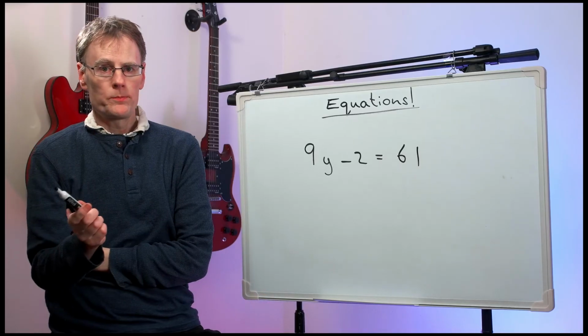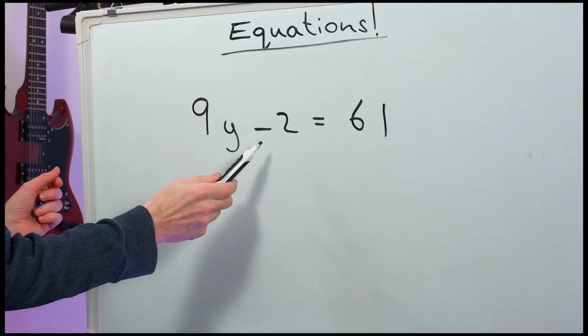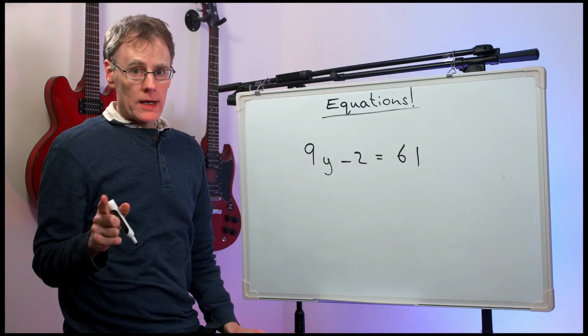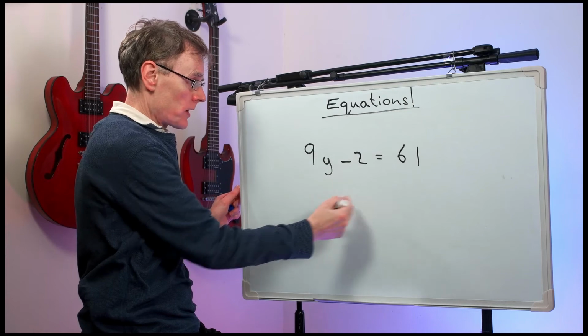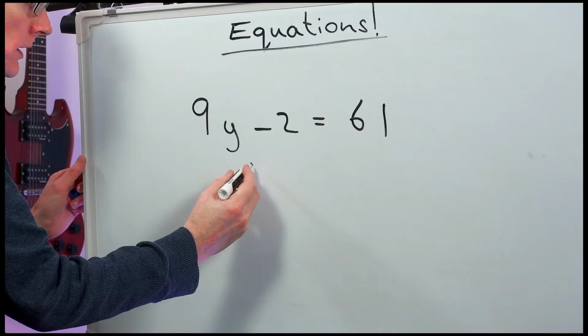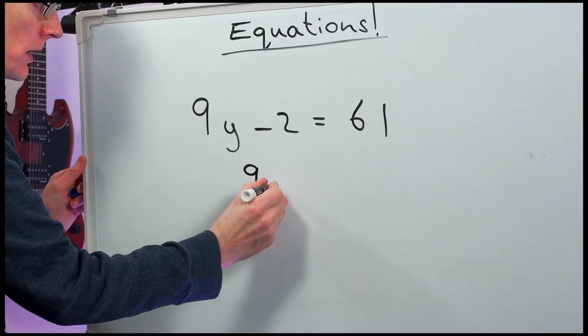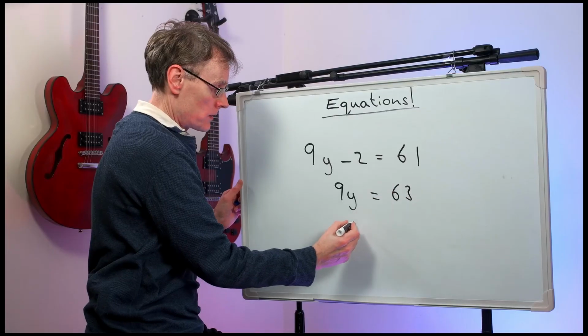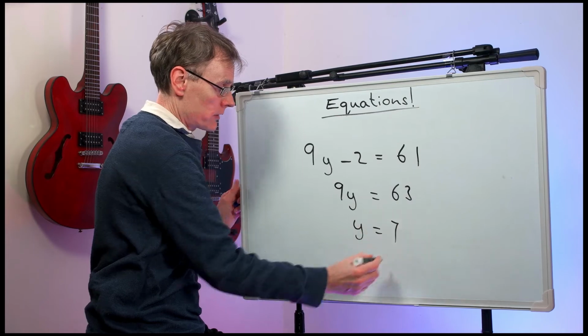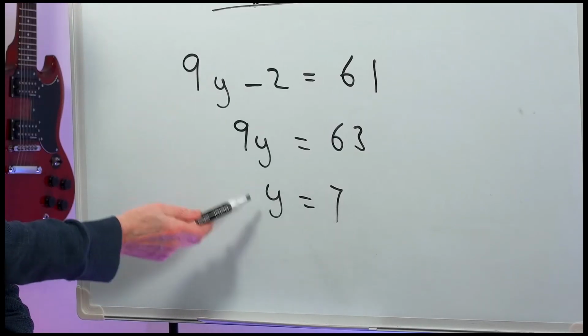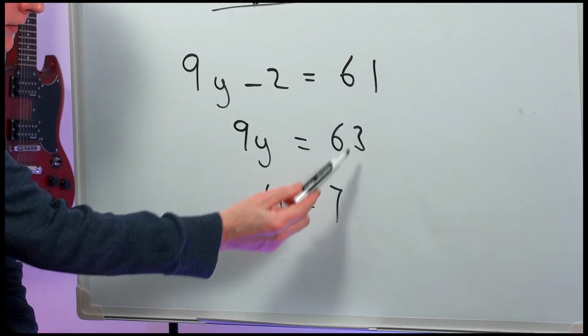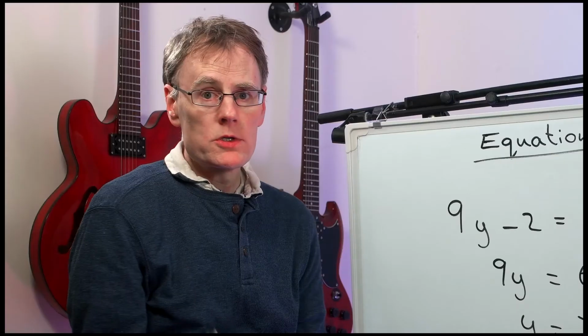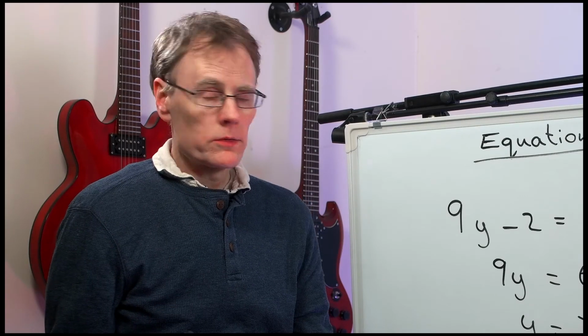Now, here's another one. So, I don't want this minus 2. I'm going to add 2 to this side, so I must add 2 to that side. So 9y equals 63. So y equals 7. Here we divided this side by 9, so we divide that side by 9. Again, we're doing the same thing to both sides.